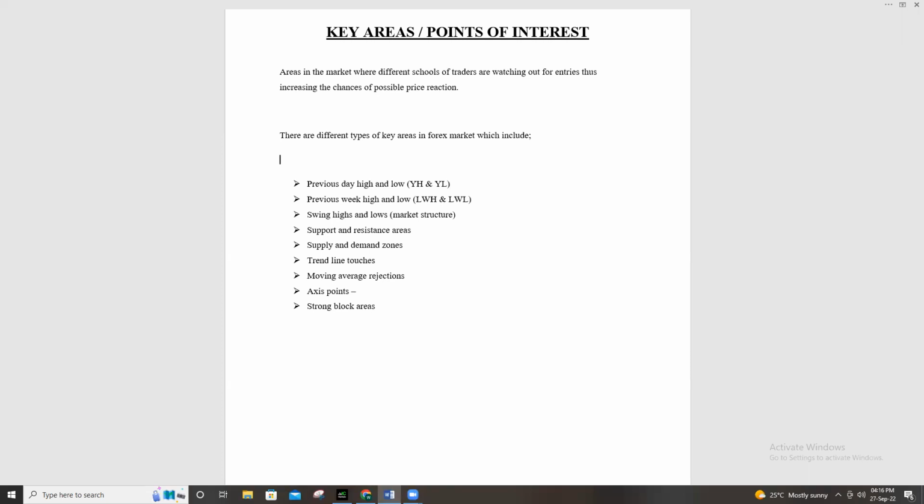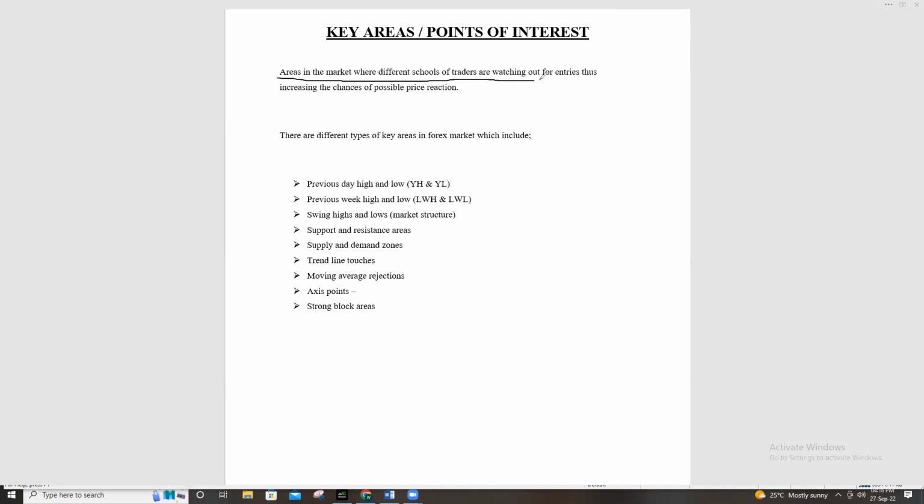So when we talk about key areas or points of interest, what are we talking about? We're referring to areas in the market where different schools of traders are watching out for entries. It doesn't matter what type of trader you are, when we're talking about a point of interest, basically we are watching for entry. So if you're a block trader, you're waiting maybe for a retest of your block. If you're a trend line trader, you're waiting for the touch of the trend line or rejection of the trend line. If you're a moving average trader, if you're a candlestick pattern trader, we're all waiting for entries. Basically, a point of interest is where different traders are watching for entries.